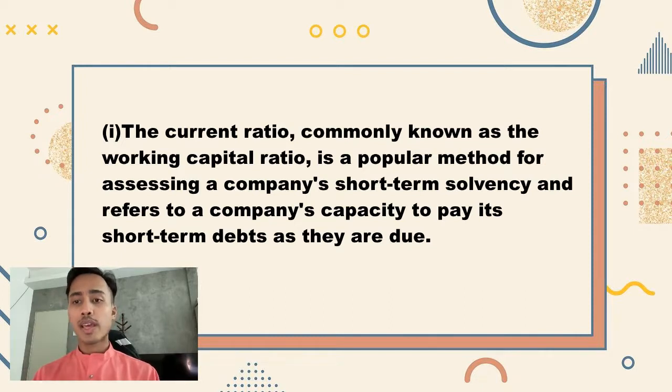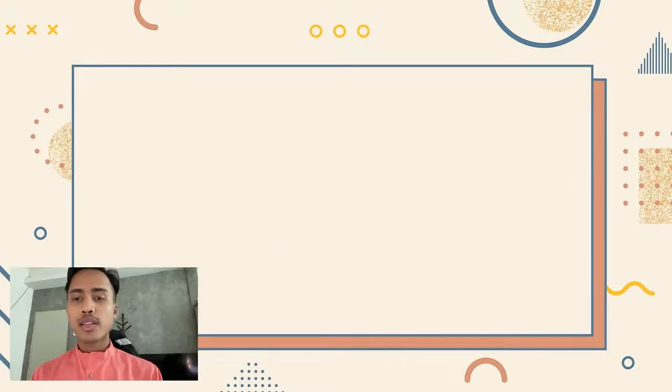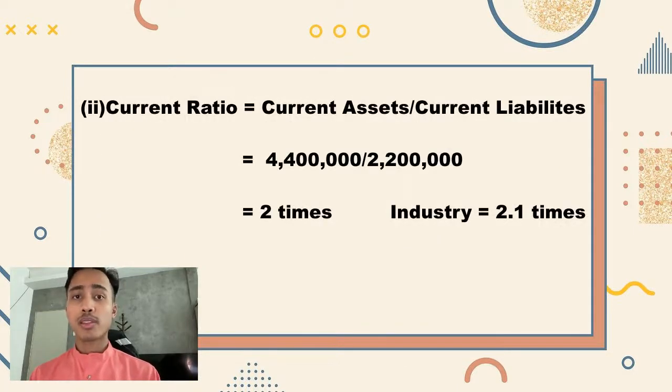Current ratio is commonly known as the working capital ratio and is a popular method for assessing a company's short-term solvency, and refers to a company's capacity to pay its short-term debts as they are due. The second is to calculate the current ratio for Hikmah Bakti Berhad. Current ratio is current asset divided by current liability, so the numbers are 4,400,000 divided by 2,200,000. So the answer is 2 times for Hikmah Bakti Berhad.